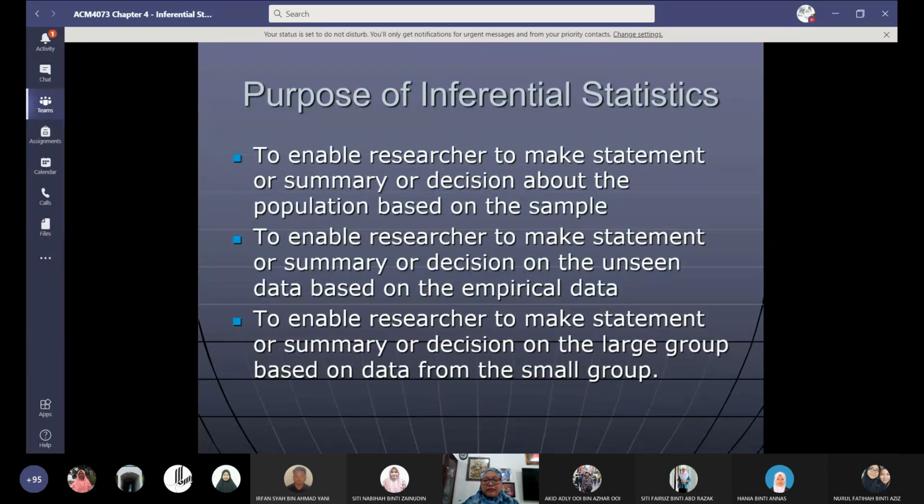The purpose of inferential statistics is to enable the researcher to make a statement or summary or decision about the population based on the sample. Inferential statistics enables the researcher to make a statement or summary or decision on the unseen data based on the empirical data. What do we mean by unseen data? Based on the unseen data, we can make predictions. It enables the researcher to make a statement or decision on the large group based on data from the small group. This is what generalization means. You can make the generalization from the small group to the larger group.